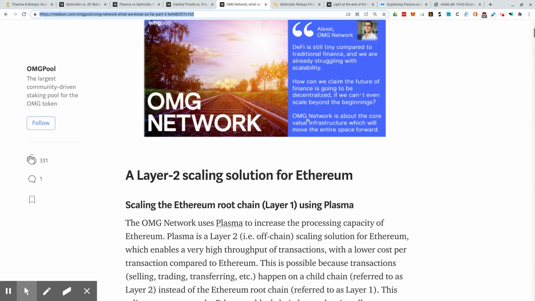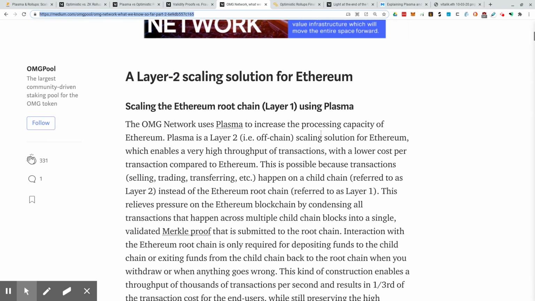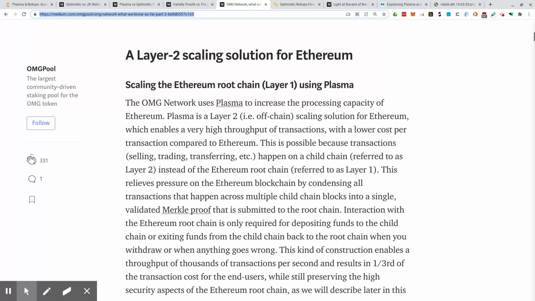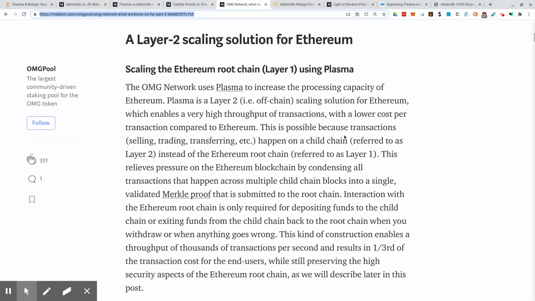OMG is using Plasma right now to help with projects like Tether. Plasma works very well for doing something like simple transfers, token transfers or ETH transfers. And it's something that I believe will continue. I think we'll have a lot of these ZK, Optimistic, and Plasma chains working together in the future.